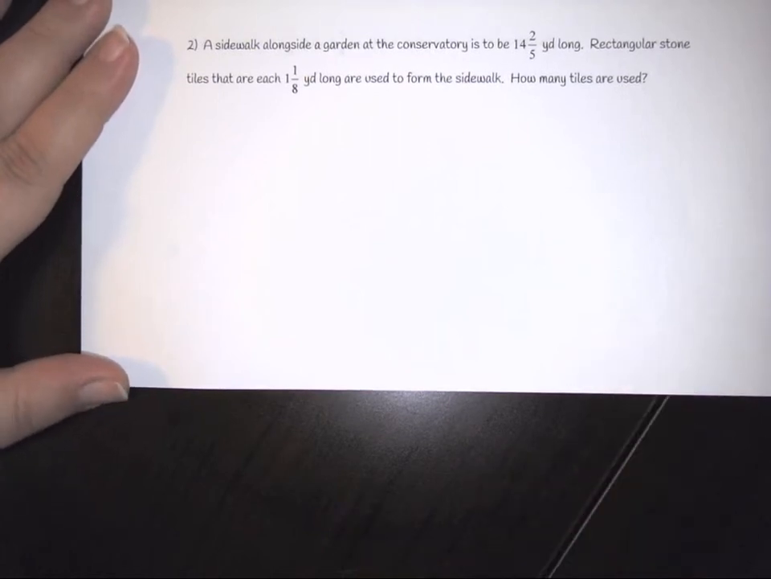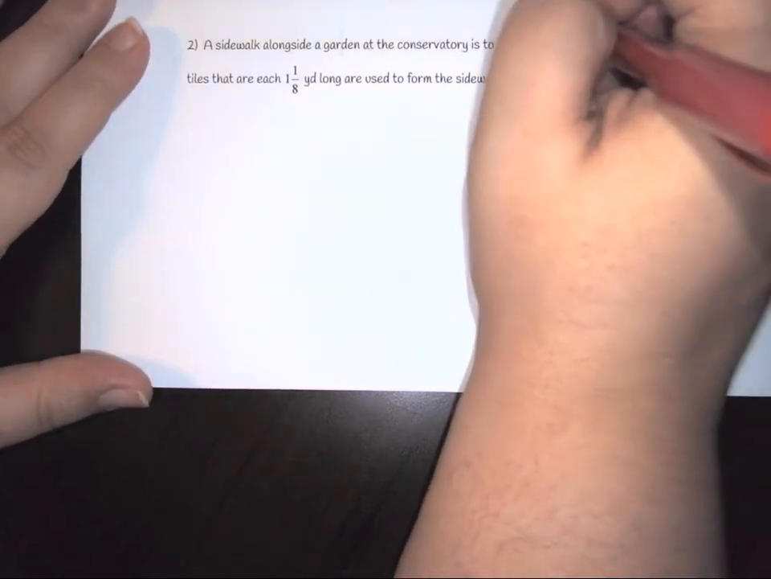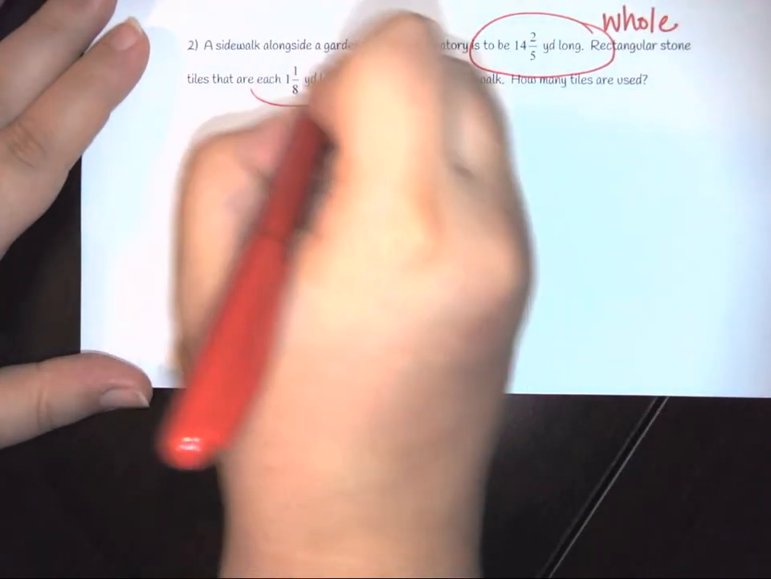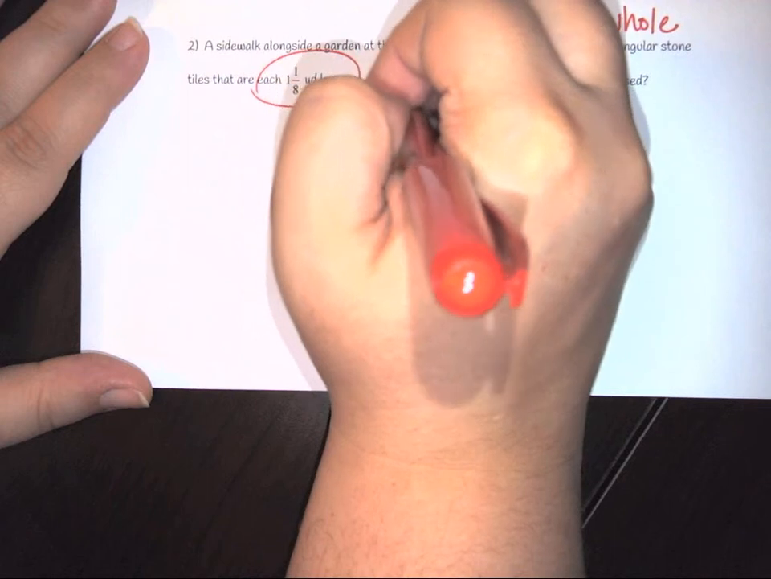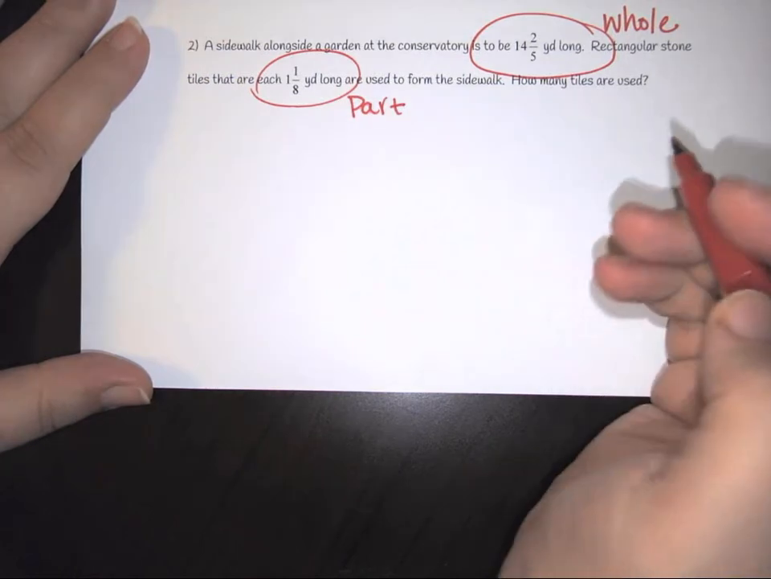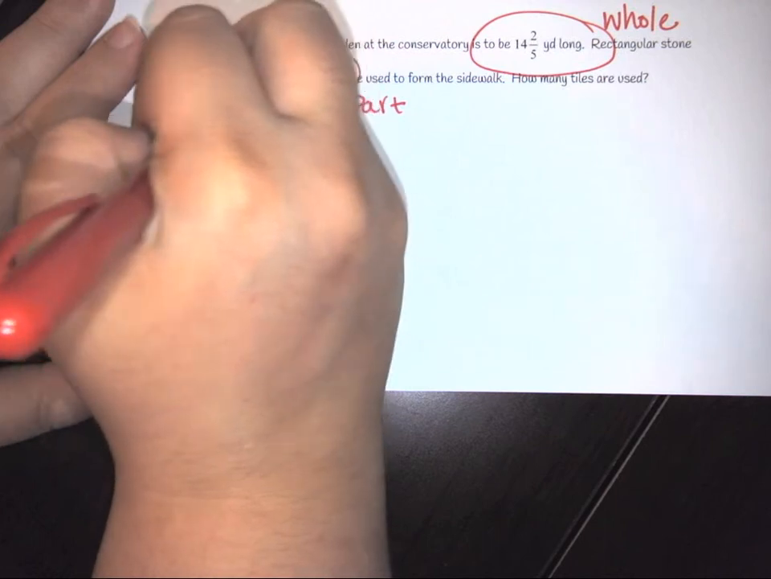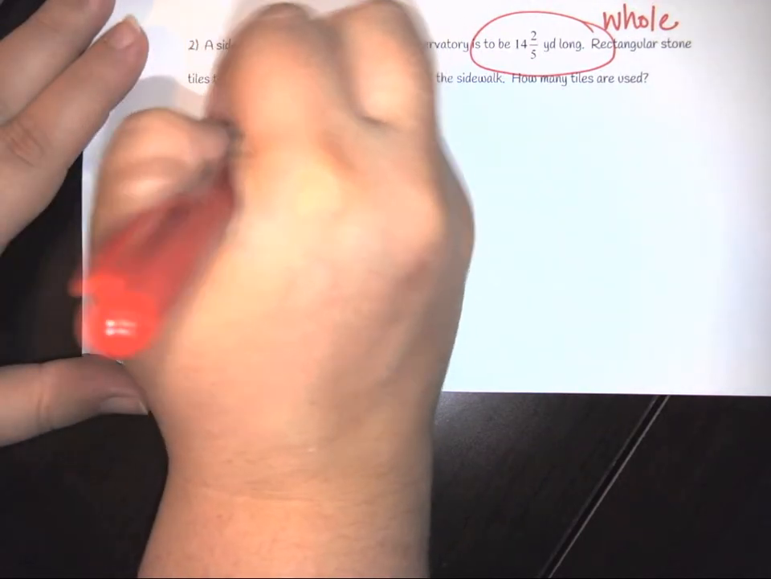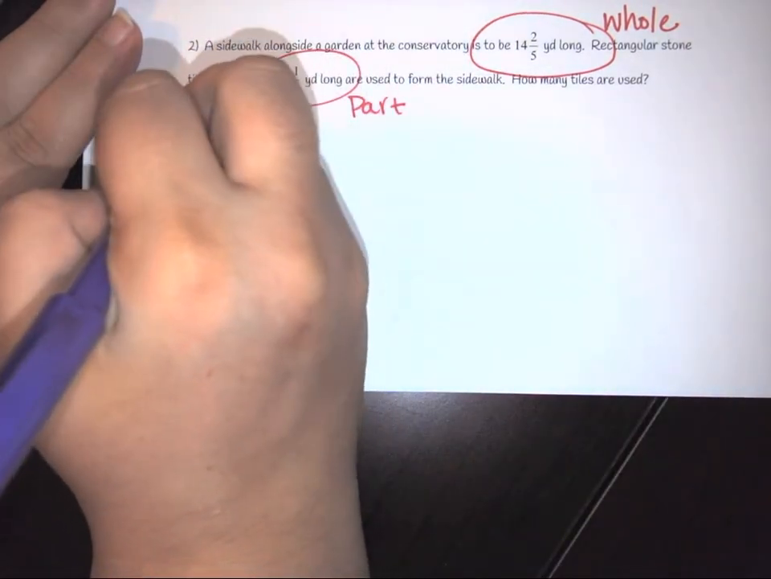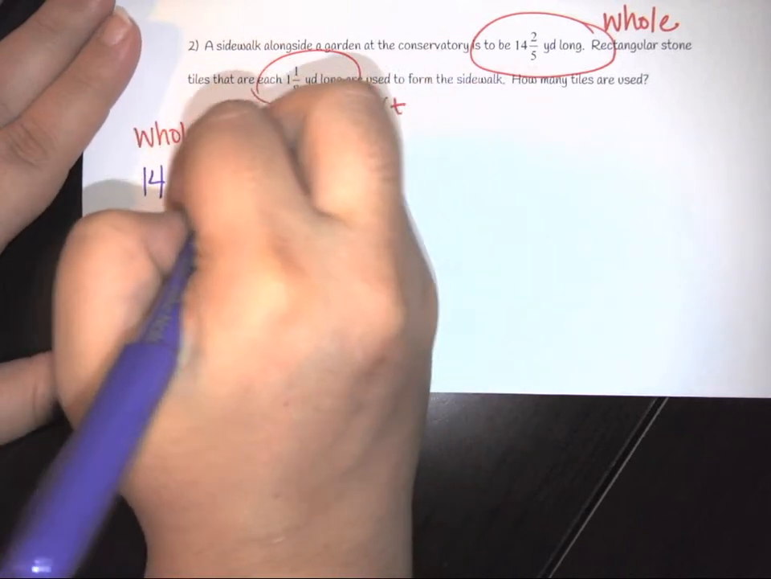So here, when we're looking at part to whole, this is going to be your whole, and this is going to be your part. And so again, what you have to remember is that in this problem, we are actually going to be working with whole divided by the part. So in this case, I have 14 2/5 that I'm going to divide by 1 1/8.